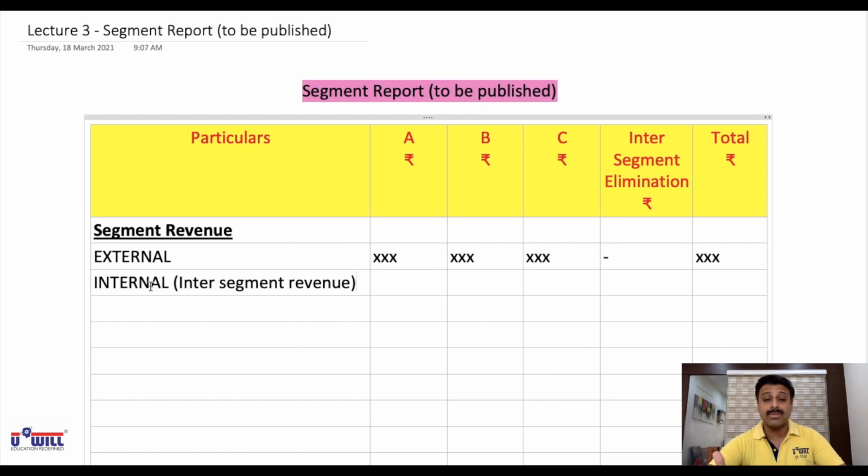It is going to an external customer. But the only thing is, Ahmedabad is not directly selling to the customer. It is selling to Vadodara. And for Vadodara, it will come in external sales. Means the Ahmedabad branch will write the same in internal sales, and the Baroda branch will write the same in external sales.